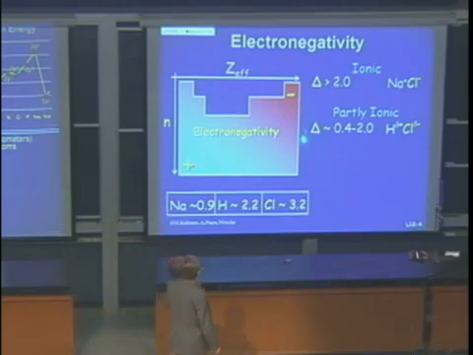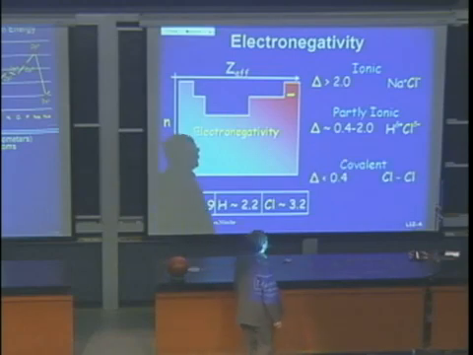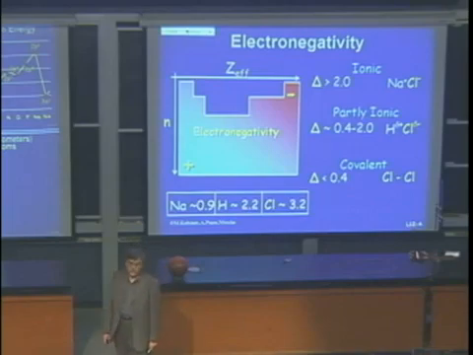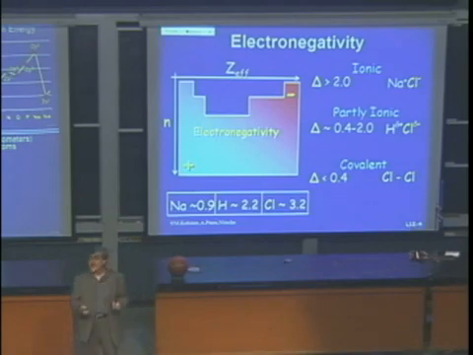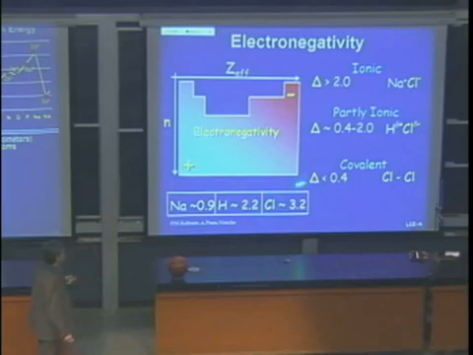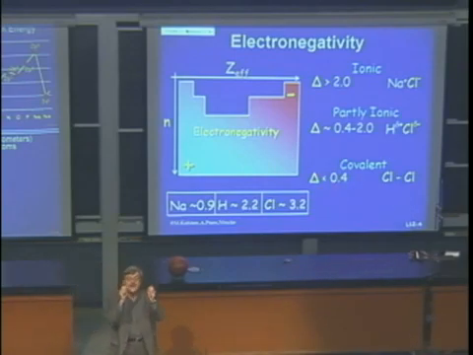So this would be partly ionic, and then you have covalent bonding. Covalent bonding is where they share electrons, more or less evenly. There's not a whole lot of polarization going on. Now let's look at chlorine. We have a Cl2 molecule, with a bond in between. So 3.2 minus 3.2 would be 0. Delta is smaller than 0.4, so this is the ideal covalent bond.